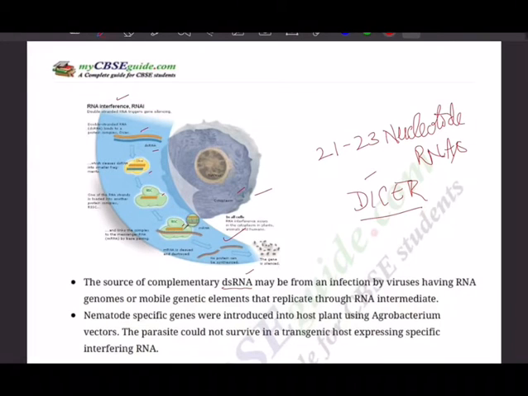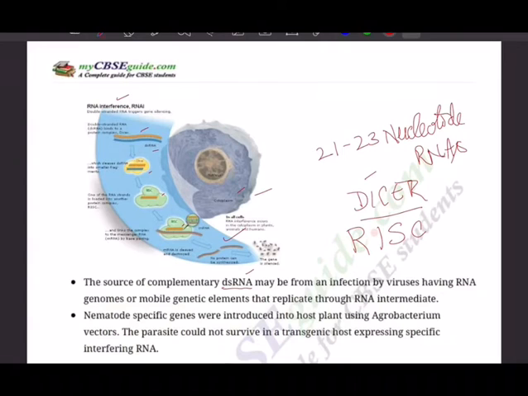The small interfering RNA complexes with ribonucleases to form RNA-induced silencing complex. That is, we say abbreviated as RISC. What is this RISC? R for RNA, I for induced, S for silencing, C for complex. RNA induced silencing complex. The siRNA unwinds and RISC is activated.